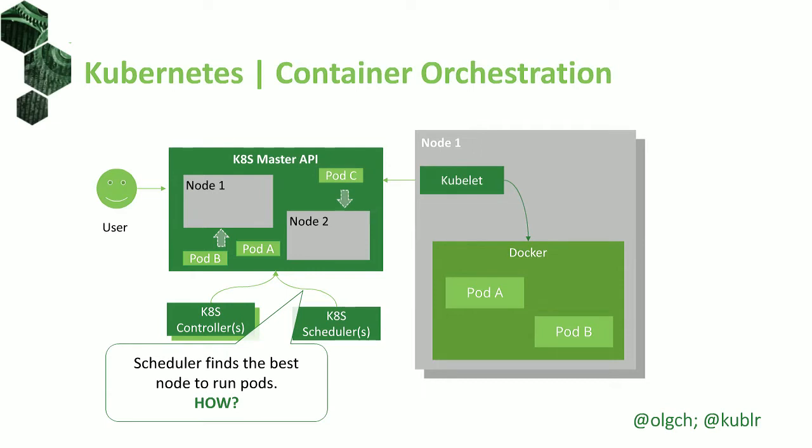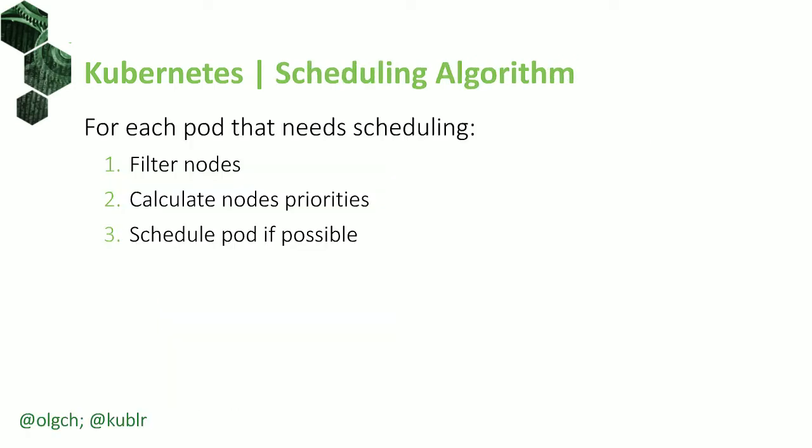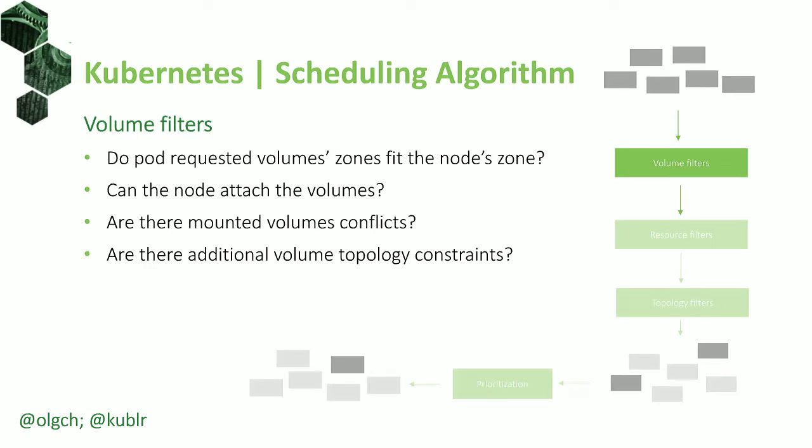So now we'll look at this stage of the process when Kubernetes scheduler decides which node pod needs to go to. So essentially, on a high level, scheduler follows a so-called scheduling algorithm. For each pod that needs scheduling, it first does filtering nodes, so it excludes nodes on which this pod cannot run for any reason. Then for the leftover nodes, it calculates node priorities, and if there are nodes still available in the set, scheduler puts that pod on the node with the highest priority.